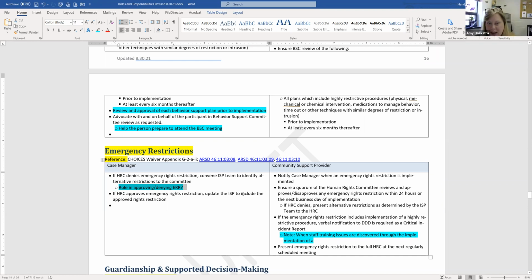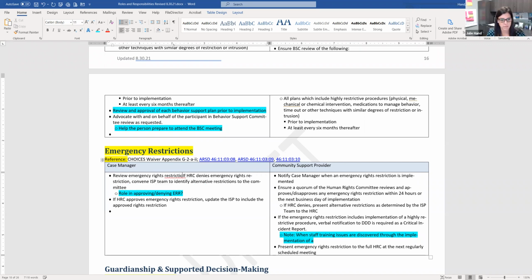I didn't think it would be a sub bullet. I thought the first bullet would be revised to say review emergency rights restrictions, and if HRC, leave the rest of it as it is. Okay, that makes sense. Okay, and then I would take that out.